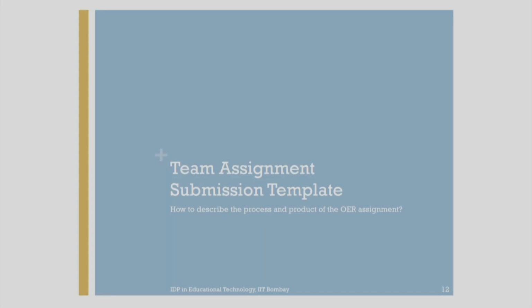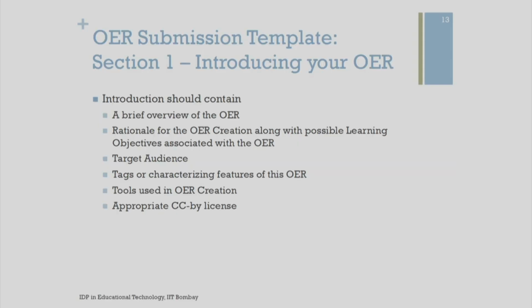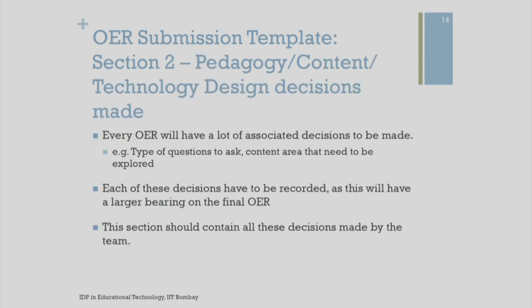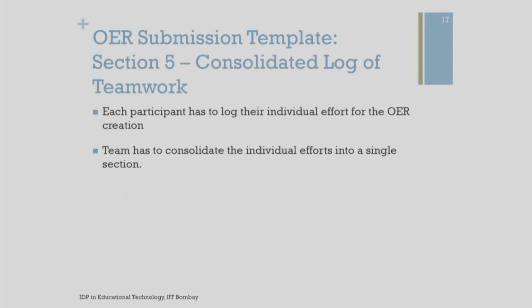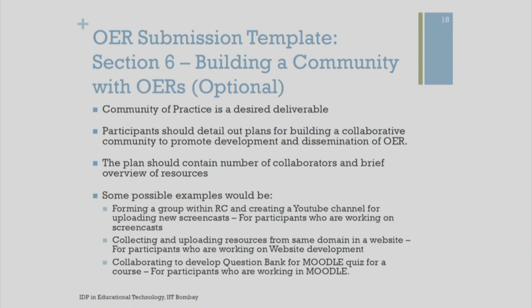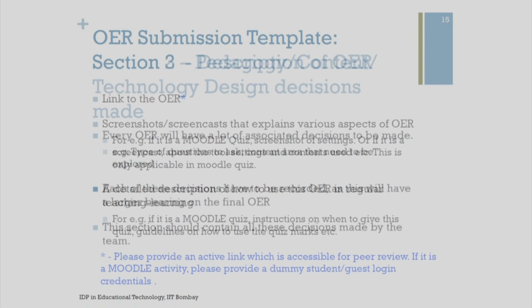The team assignment submission template describes the process and the product of the OER assignment. Basically it consists of several sections, 1, 2, 3, 4, 5, and the 6th is an optional section which you can try to do if you want to build a community. So there are 6 sections in total.